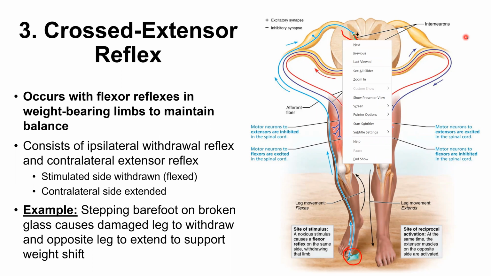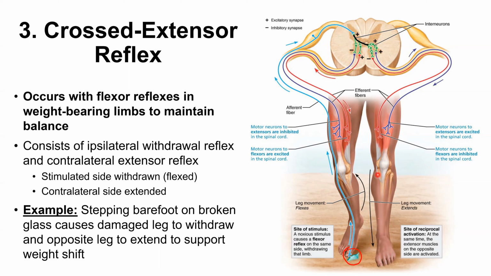So at the same time that this pathway is occurring, where you're going to end up flexing this leg, at the exact same time, this leg is receiving what we call reciprocal activation. So the extensor muscles on the opposite side are activated, okay? So hopefully that makes sense, and if it doesn't, then I encourage you to stand up and perform this sort of action and put your hands on your legs and feel what muscles are contracting as you lift up one leg and are keeping the other leg planted, okay?